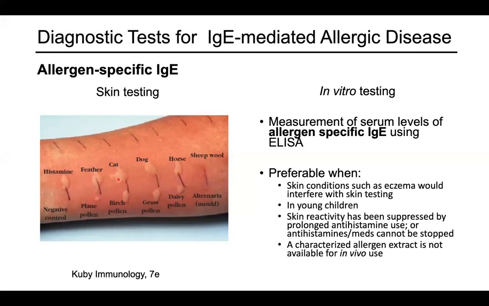So those patients usually would be sent for in vitro testing. In infants or very young children, or if the patient has been on antihistamines for a long time. Usually those going for skin testing have to be off antihistamines for a minimum of 2 weeks, because if you have any antihistamine in circulation, it will interfere with the results. So they need to have been stopped. And if the allergens that are used don't include one that is safe for in vivo use, then you'd go for in vitro testing.